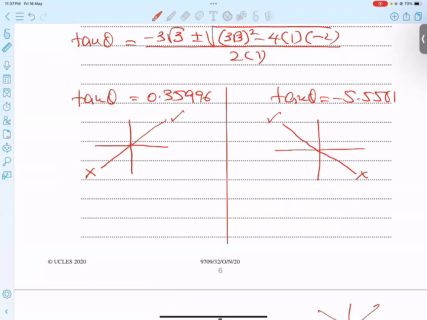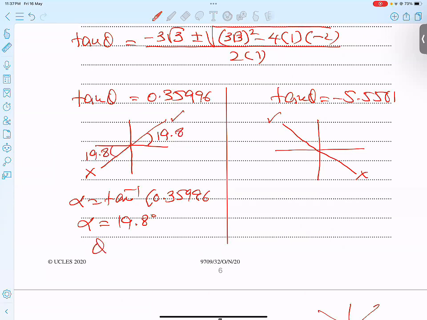So when I take the inverse, students, I hope you got the point. Tan inverse alpha is equal to tan inverse of 0.35996. Tan inverse of 0.35996, I am getting alpha as 19.8 degrees, which is coming here, 19.8, and the other 19.8 is ignored.